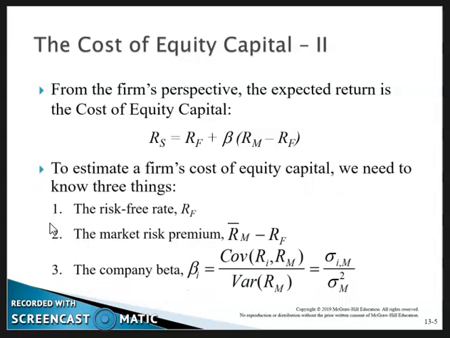So to estimate the cost of capital, we need three things: the risk-free rate, the market risk premium, and the company's beta, which is determined by the covariance of the return on the asset and the return on the market, divided by the variance of the return on the market. In notation form, sigma iM divided by sigma squared for the market.